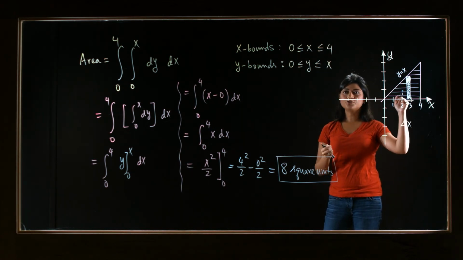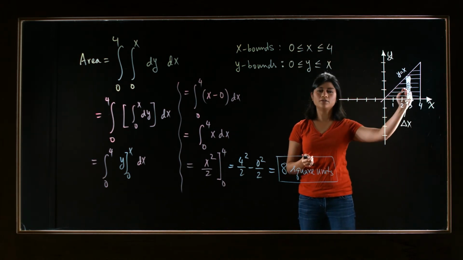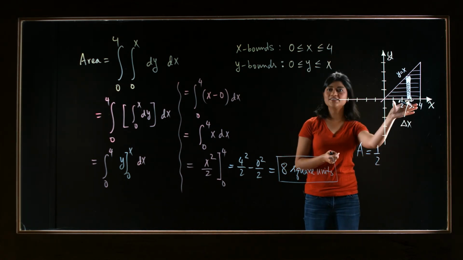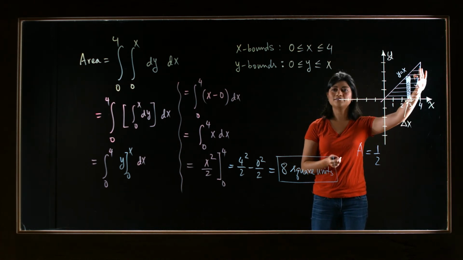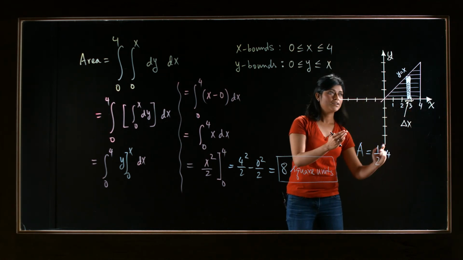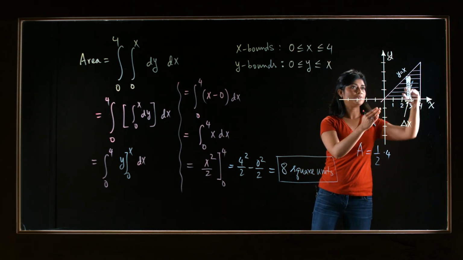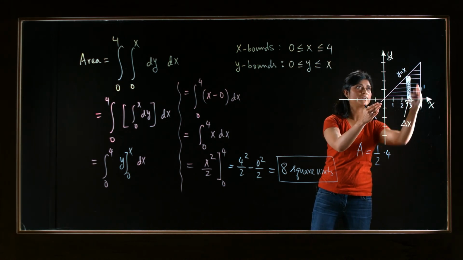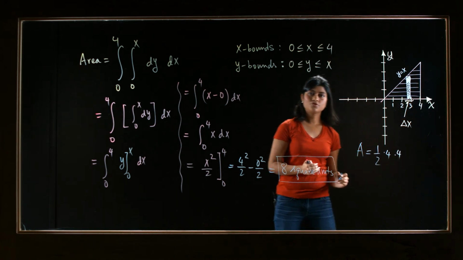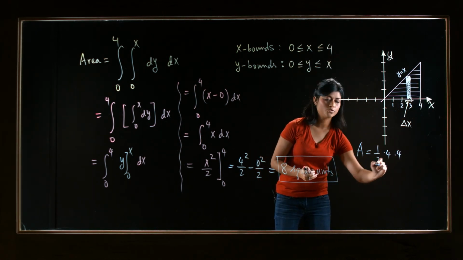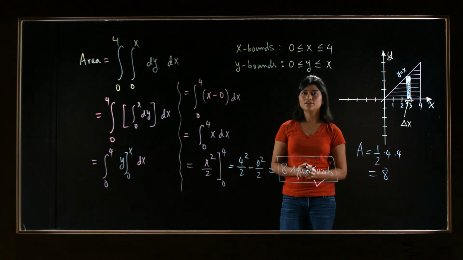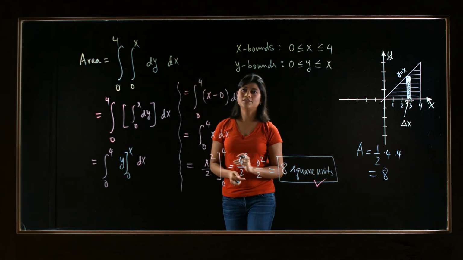So do you remember how to evaluate area of a right triangle? So what is the area? It's just half times the length of the base times the length of the height. So what is the length of the base? See, it's 4 units. So this is just 4. And what is the length of the height of this triangle? Well, since this is y equals x, x equals 4 gives you y equals 4 as well. So this is also 4. So this should be the area. And half times 4 times 4 is 8. So this tells us that we did get the correct answer using the double integral.